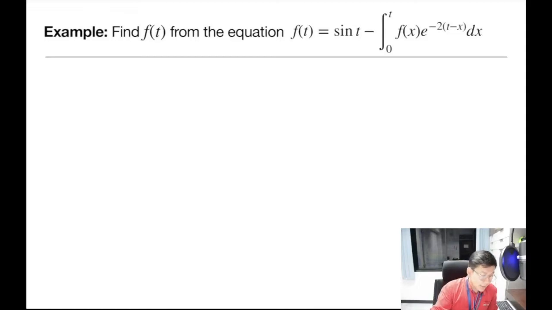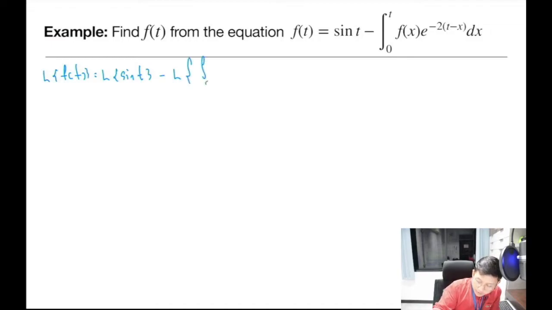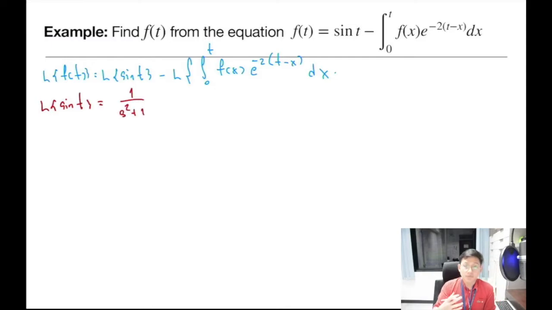Okay, so let's try to solve this integral equation. First, I'll begin by taking the Laplace transform of f(t). That is the Laplace transform of sin t minus the Laplace transform of the integral from 0 to t of f(x) e^(-2(t-x)) dx. This is quite simple. The Laplace transform of sin t is 1 over s squared plus 1, right? That is from the formula.